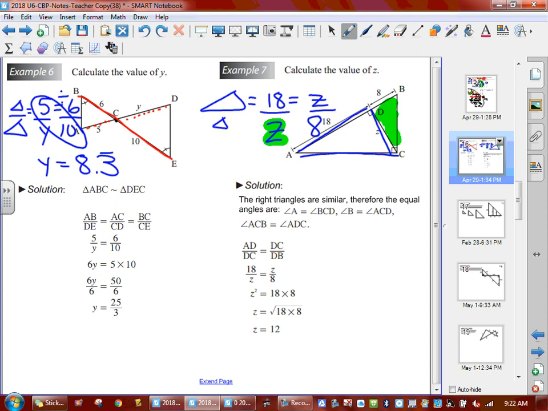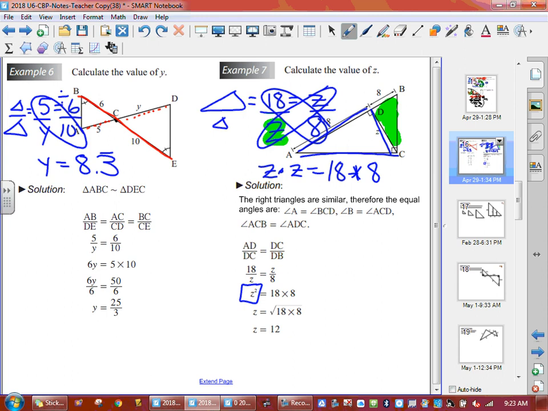Okay, so do you see where we're at? Do you see where I got the numbers to match and why? Yep. So now when we have variables on both, we have to just cross multiply. We don't do the dividing. We're just cross multiplying. So we get Z squared because we get Z times Z equals 18 times 8. Well, Z times Z gives us Z squared. That's where we get the Z squared.